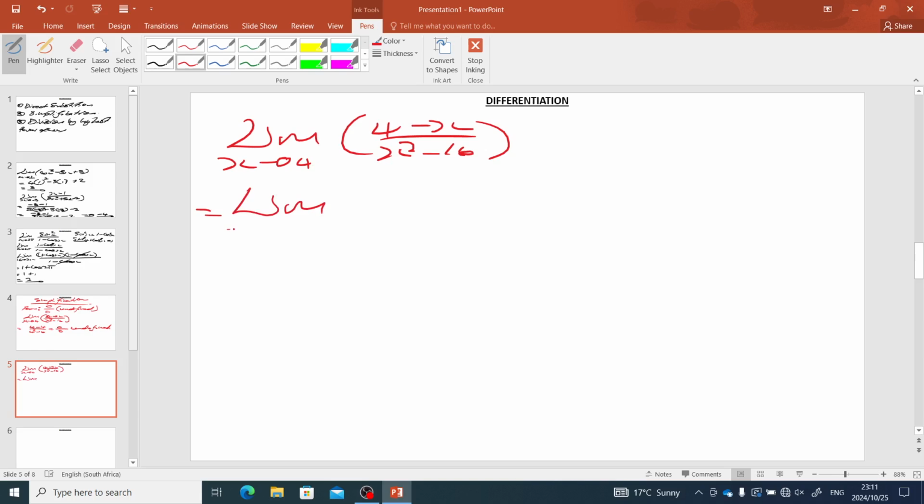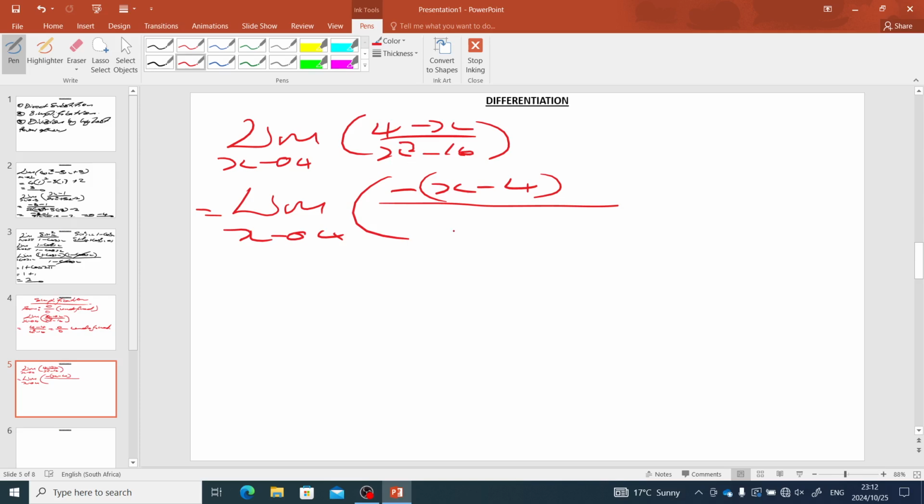It will be the limit as x approaches 4. Then we need to write it in an orderly form: 4 minus x becomes minus x open bracket, then minus 4. Because negative multiplied by x will give us negative x, and negative multiplied by negative 4 will give us positive 4. The thing is, we had to rearrange it and write it in an orderly form.